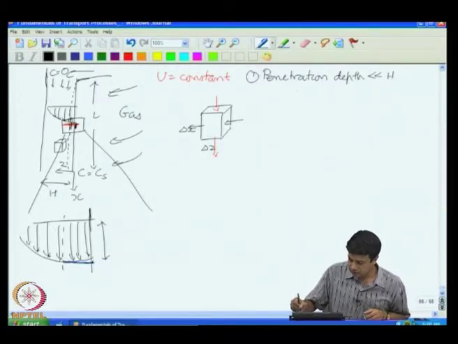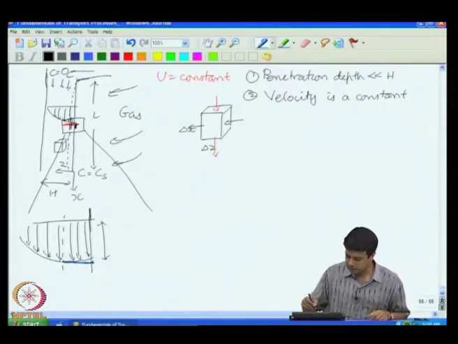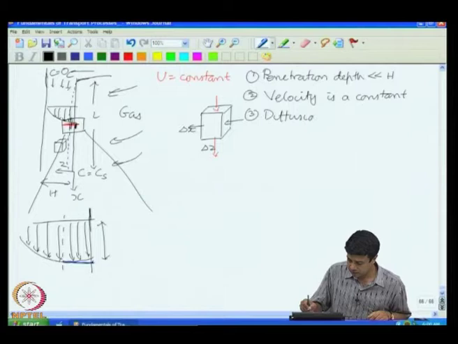Small compared to h. Okay. Velocity is a constant. Okay. And the third assumption that we will make is that diffusion in x direction is not important.